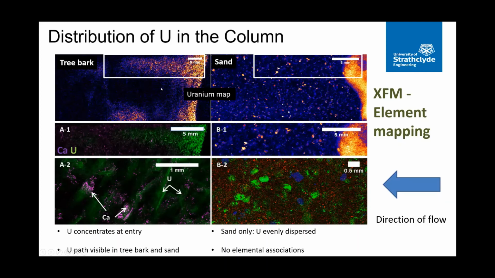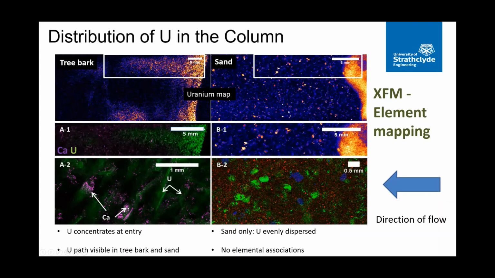In the tree bark, it's a different story. We get a concentration right at the beginning of the column, and this is tree bark this time. This forms a sort of preferential flow where the solution has flowed through carrying the uranium, and then we get nothing. On increasing the resolution, I'll state that XFM is invisible to carbon because it's too light an element to see. So we can use surrogates like calcium, or the shape of the tree bark, which is splinter size. And again, this is all uranium where it's green.